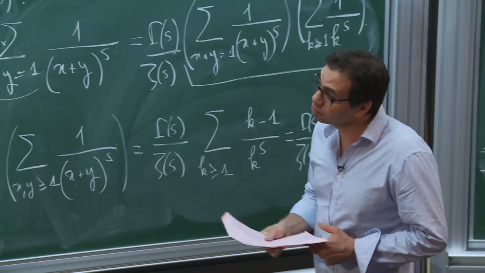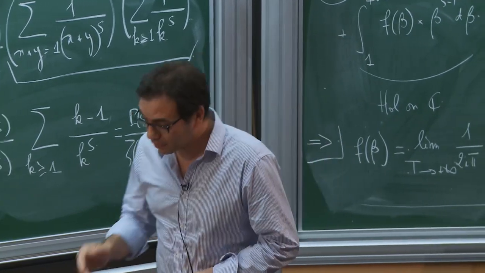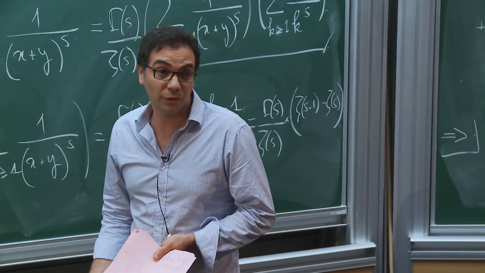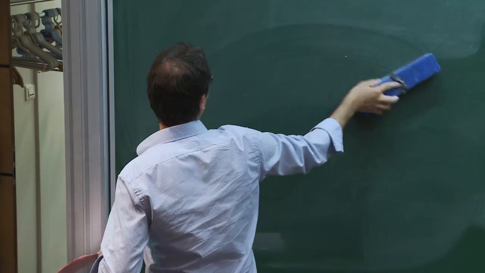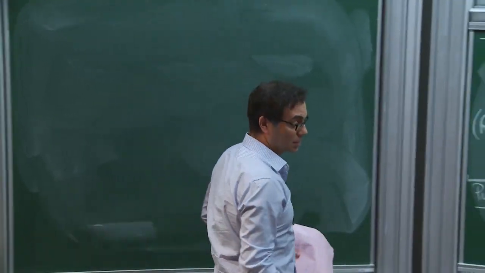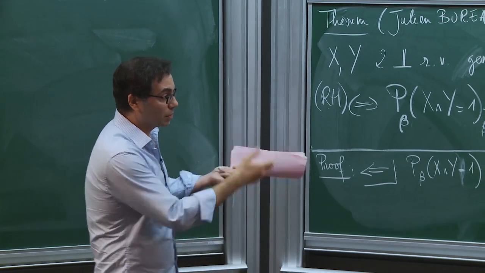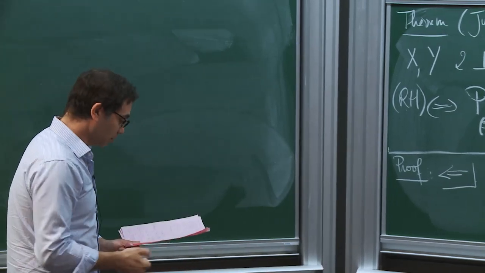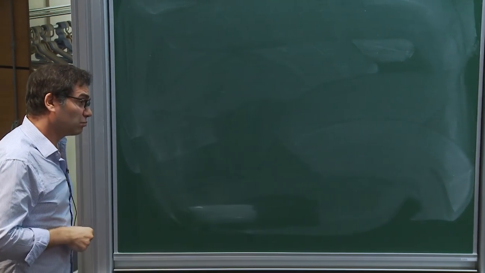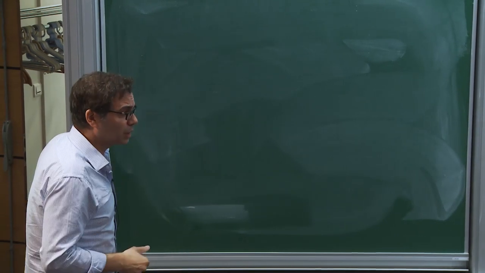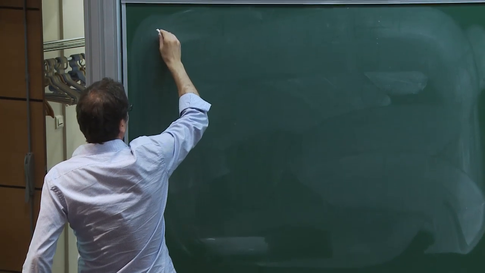So in the title, I said two equivalent versions of the Riemann hypothesis, so I gave only one. So I have to give you the second one, which actually was the first one, because this version is the result of trying to simplify as much as possible the one I'm going to present now. So it deals with a problem in combinatorics that has nothing to do with this, which is the following.